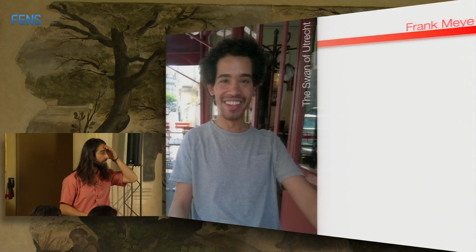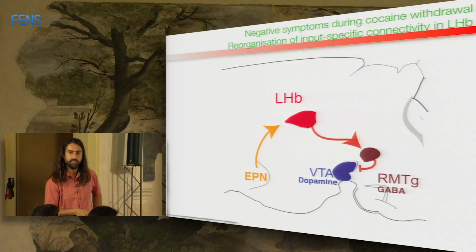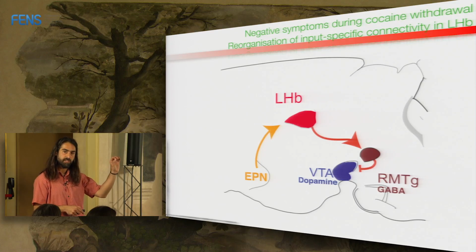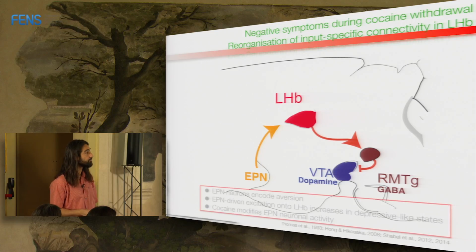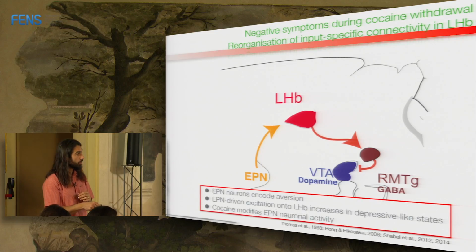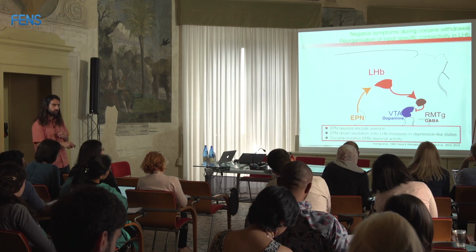So this is work of Frank, a postdoc in the lab, and together with him we put down the following prediction. Negative symptoms during cocaine withdrawal rely on a reorganization of input-specific connectivity in the lateral habenula. So not only does it require this projection, but it also requires some inputs that are really specific and target a specific neuronal subpopulation in the LHb. And what we did was to focus on this basal ganglia projection that I told you about in the beginning.